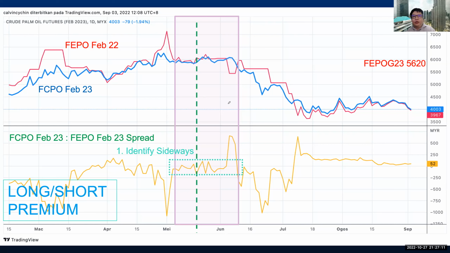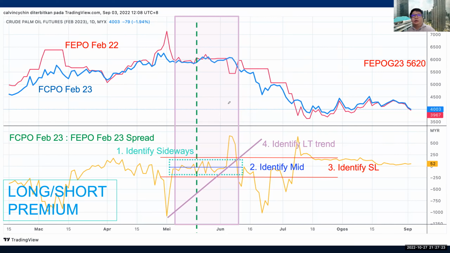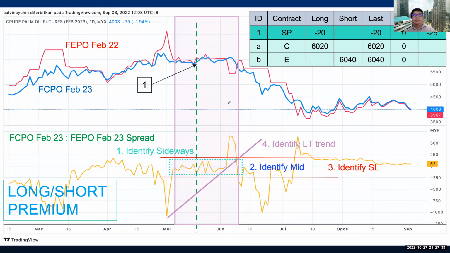Same method. First step is identify the trend. For this case, it's sideways. We draw the midline, SL and the long-term trend. For this case, I assume the price moves up first. We will use a numerical example to illustrate. Same thing, we have to start with something. So we will buy one intercommodity spread, ICS, at -20. Stop loss 25.